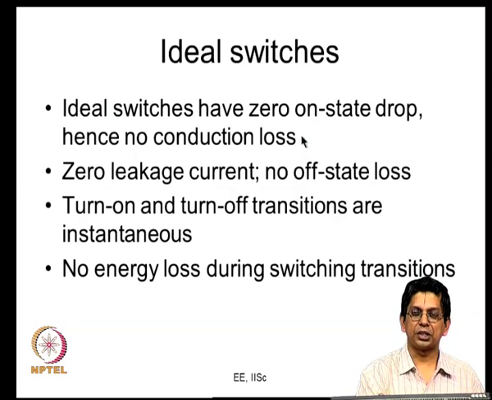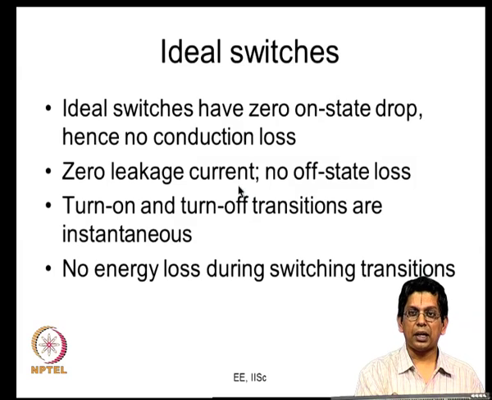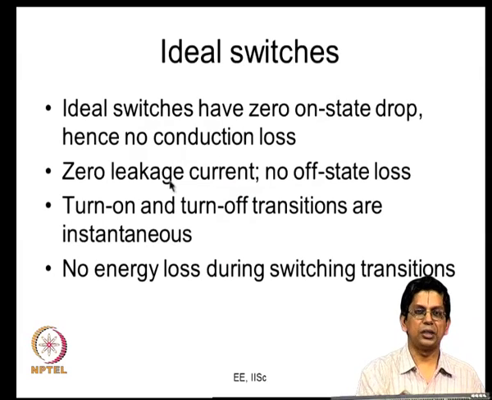So, the product of voltage and current is 0, therefore, conduction loss is 0. When you are looking at the leakage current, that is in the off state, is there current through the ideal device? A practical device may have some small amount of current, what is called as leakage current. An ideal device has no leakage current flowing through it, 0 leakage current, there is no off state loss.